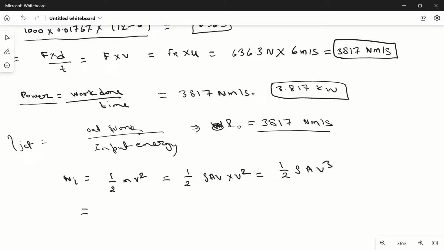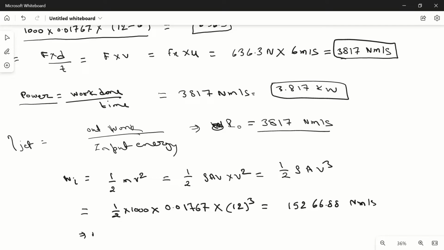So if you calculate this value, then you will get half into 1000 into area is, we had already calculated, 0.01767 into velocity of jet is 12 meter per second cubed. So if you calculate this value, then you will get 15,266.88 Newton meter per second or joule.